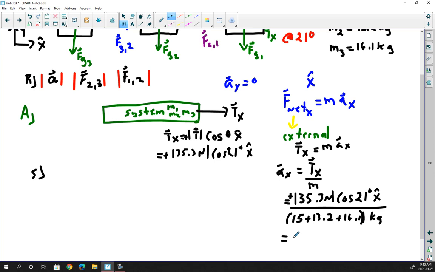So when you plug that in, you get positive 0.74 meters per second squared x hat. So now we have found the acceleration. So take a pause here, and this would be my solution, right? Better write that down. Acceleration x. That's my solution for part one. So pause and see what I've done, and then we'll restart again. Make sure you pause the video.